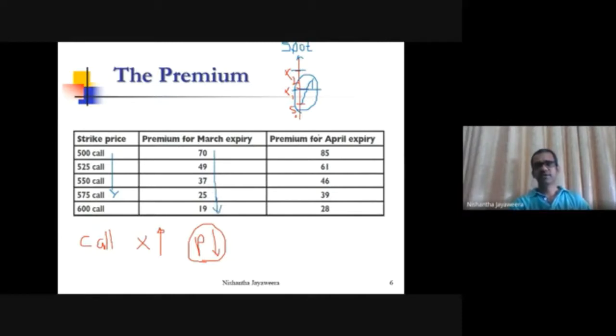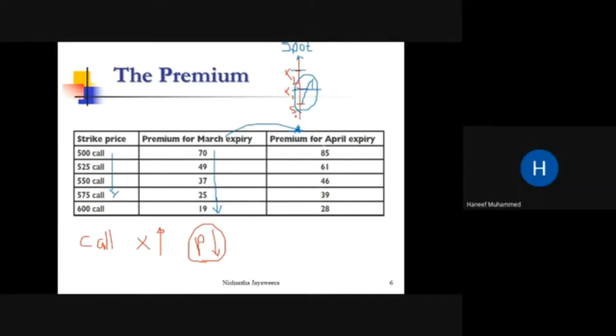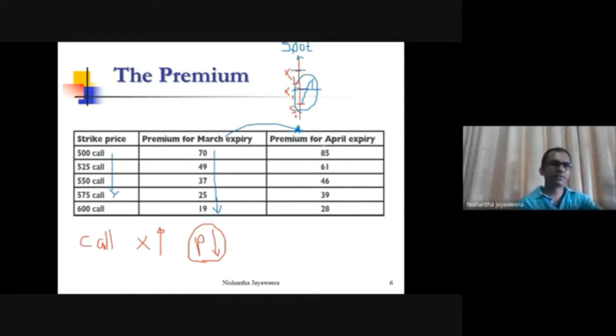But on the other hand, when you think about timing, where do you see the most uncertainty? In the near expiry or the longer expiry? Long expiry. With long expiry, the chances are high. The price can deviate from the current level by a large amount. So the risk is high. When the time to maturity increases, the risk is high. Therefore, the premium increases, 70 to 85. That's the concept behind this.